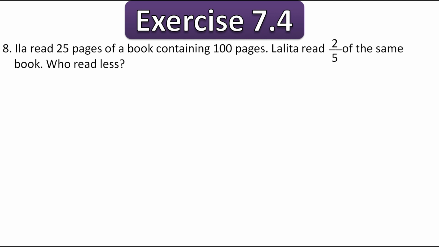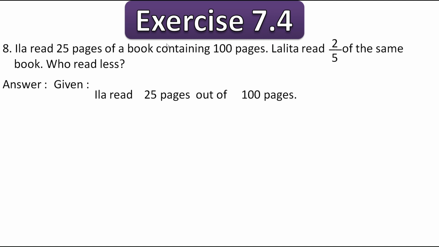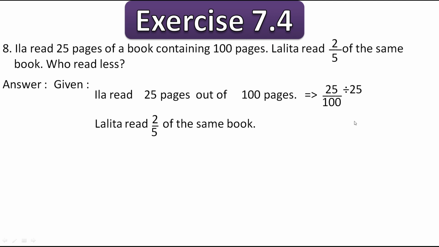Ela read 25 pages of a book containing 100 pages. Lalita read 2 upon 5 of the same book. Who read less? So for that we have to compare the fractions. But first we will convert Ela's matter into fractions. They are telling that Ela read 25 pages out of 100 pages, means the fraction will be 25 upon 100. Okay. And Lalita read 2 upon 5. Okay. So we will convert this 25 upon 100 into simplest form by dividing by 25. So we got the answer as 1 upon 4.